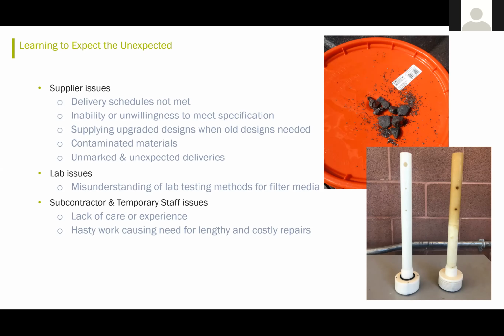There were also some contractor and temporary staff issues, particularly the first coating subcontractors' lack of care and experience. The general contractor also had trouble finding qualified people, and they ended up hiring people from the hall that didn't have any experience with installing filter media, and some of the work they did was hasty and ended up requiring some expensive repairs.